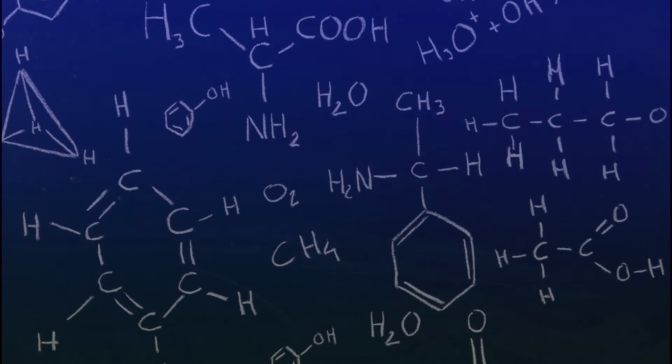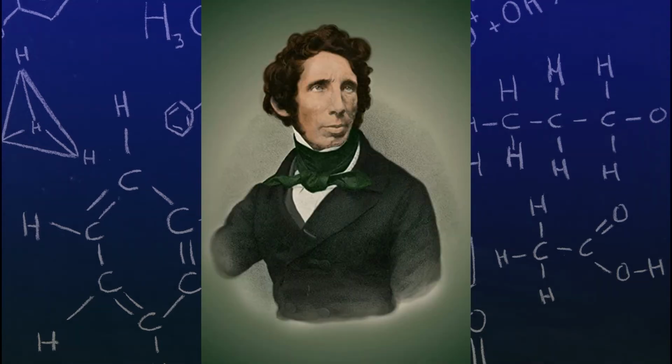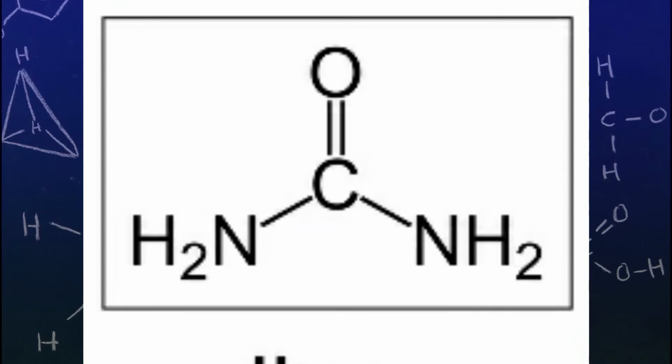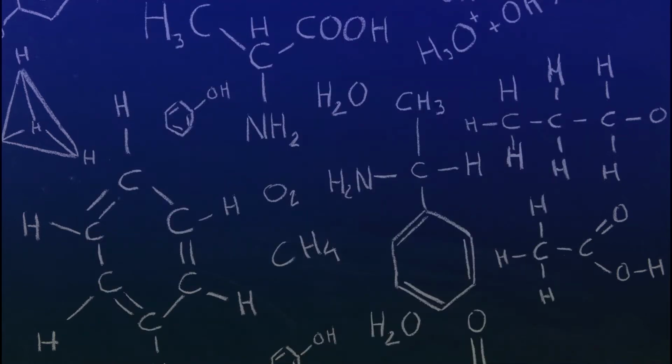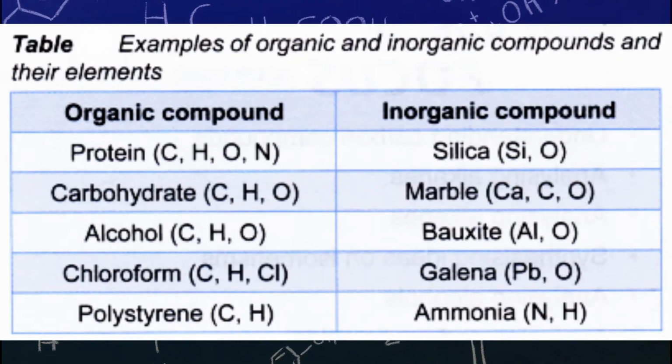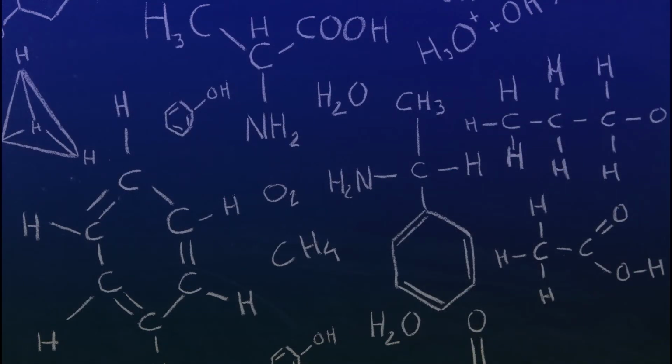A German chemist, Friedrich Wöhler, refuted this idea in 1828. He was able to use inorganic substances to synthesize urea, a carbon compound found in urine. Today, organic chemistry includes almost all carbon compounds, regardless of their origin. There are more than a million organic compounds.